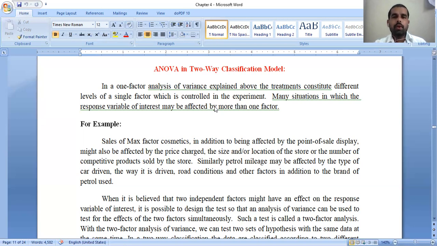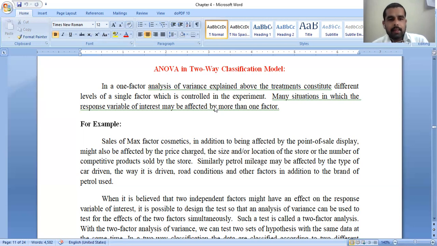There are many situations in which the response variable of interest may be affected by more than one factor. In this case, we are going to apply ANOVA two-way classification. What is the two-factor analysis? We are going to discuss it with the help of a small example. You observe this example here.